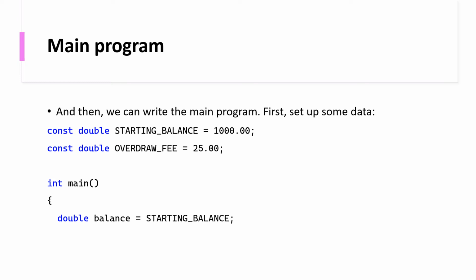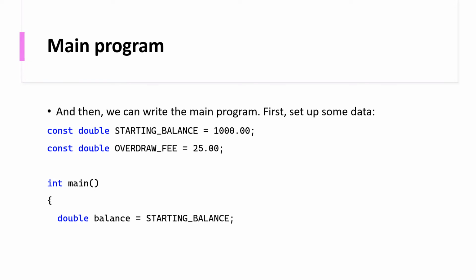Constant double overdraw fee, $25. If the person tries to withdraw funds that they don't have, we're going to take $25 out of their account for an administrative fee. Hate it when banks do that, but we might as well simulate it in our bank too.